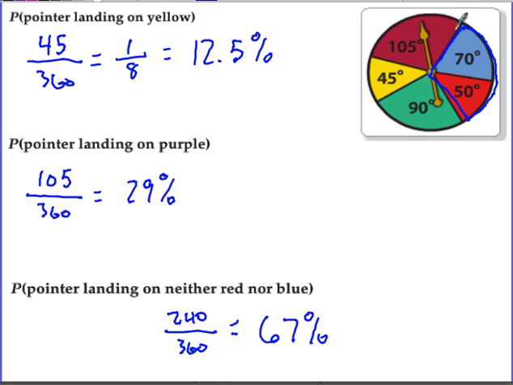So that's probability based on area and based on linear measurements. Very similar probably to the probability type problems you've done before, but just kind of a little different way of looking at it with linear measurements and area measurements.